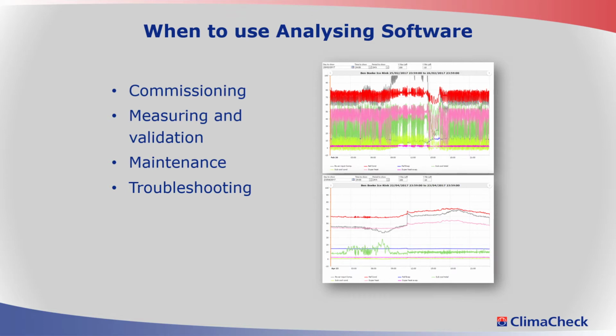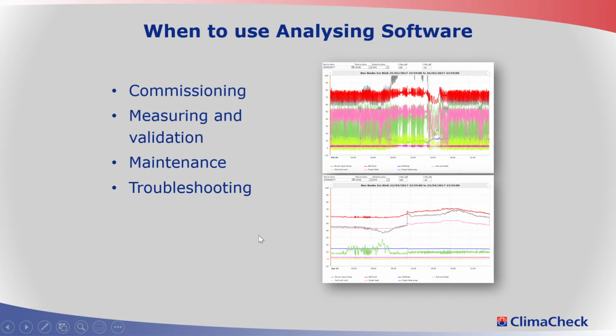We can use the on-site software during maintenance. So every time we're out to the site doing checks on the system, it is a good time to check the performance with the ClimaCheck on-site software. And we can do the analysis during troubleshooting. So if we know that there's a problem with our system, then we can measure with the ClimaCheck on-site software and see when the fault occurs and what it is causing.